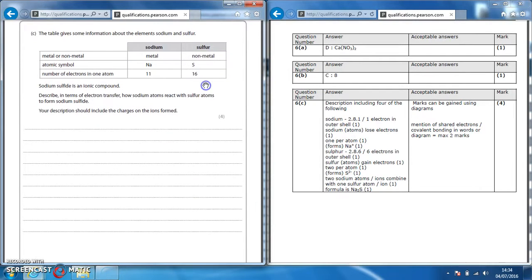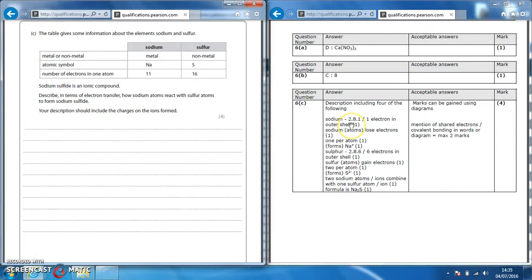Part C should be answered quite nicely. It can be really, really simple just to write down the electronic structure. So when it says describe in terms of the electron transfer, you could just write out what they have first of all. So sodium's got 11. So that's 2 in the first orbital, 9 remaining. 8 in the next orbital, 1 remaining. So it's 2, 8, 1, or 1 electron in its outer shell.